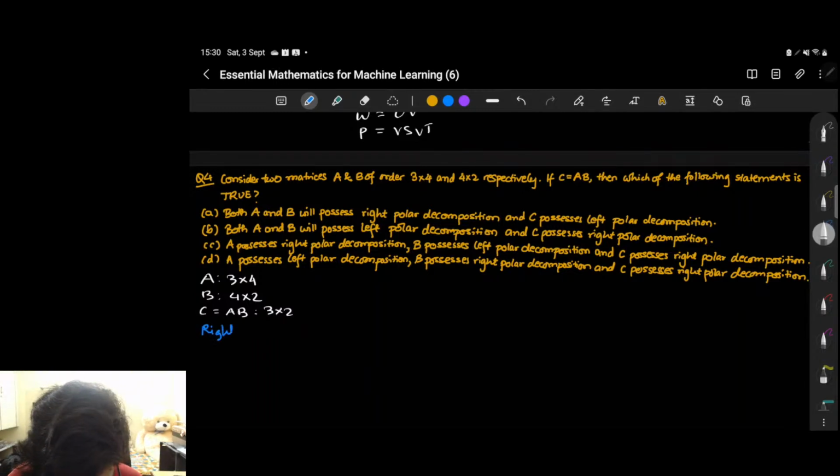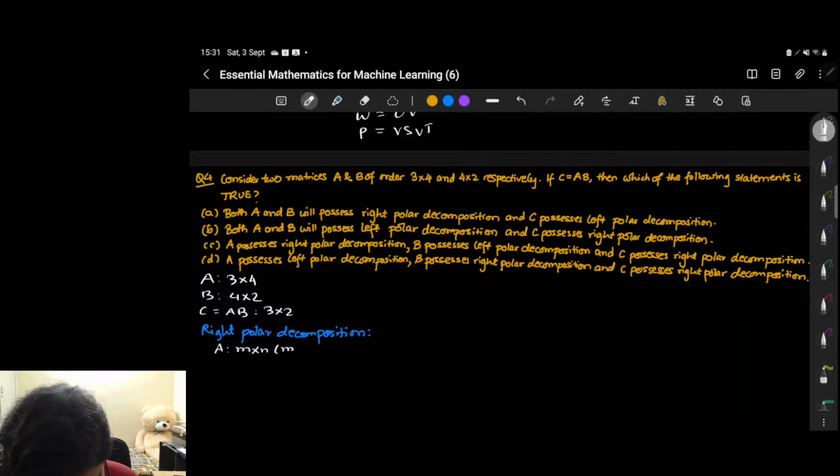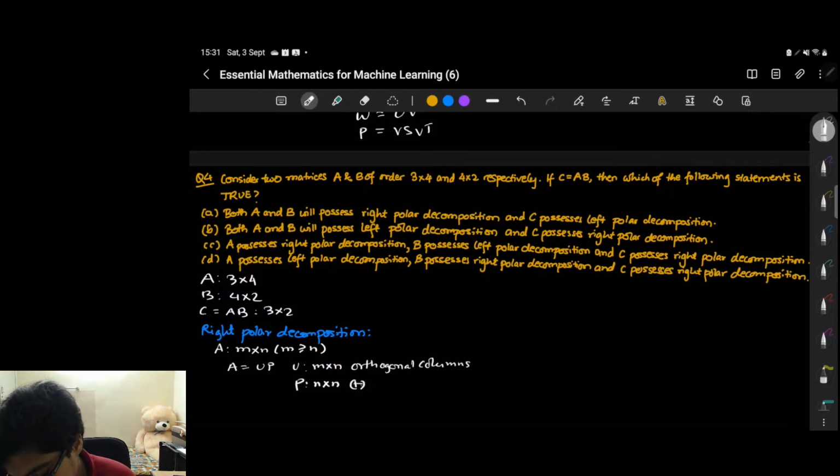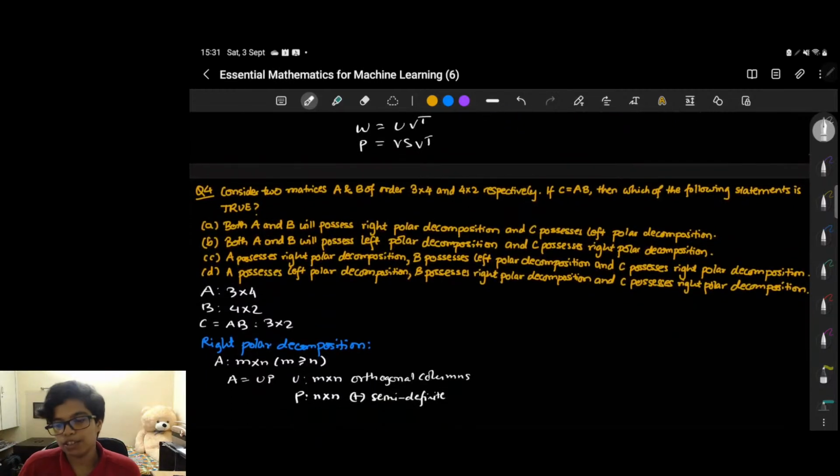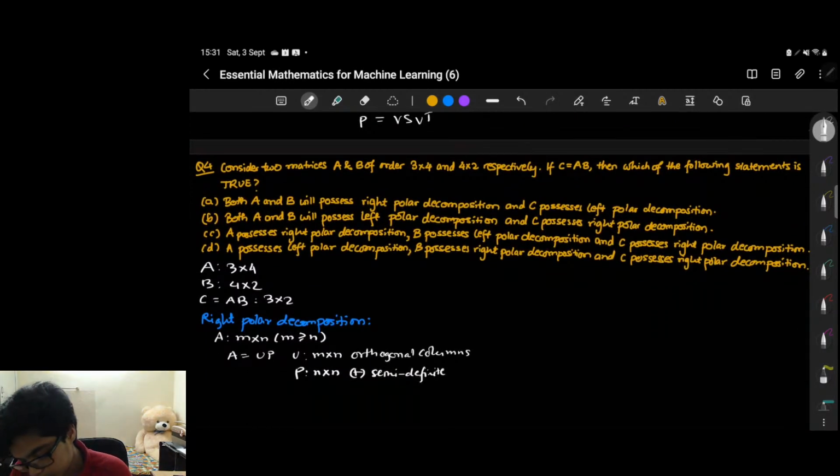Now by definition, my right polar decomposition would be for a matrix A which is M cross N, wherein M is greater than or equal to N, and it will be given as the following, where U is M cross N with orthogonal columns, and P is N cross N positive semi-definite, because it has non-negative eigenvalues. So this is my right polar decomposition.